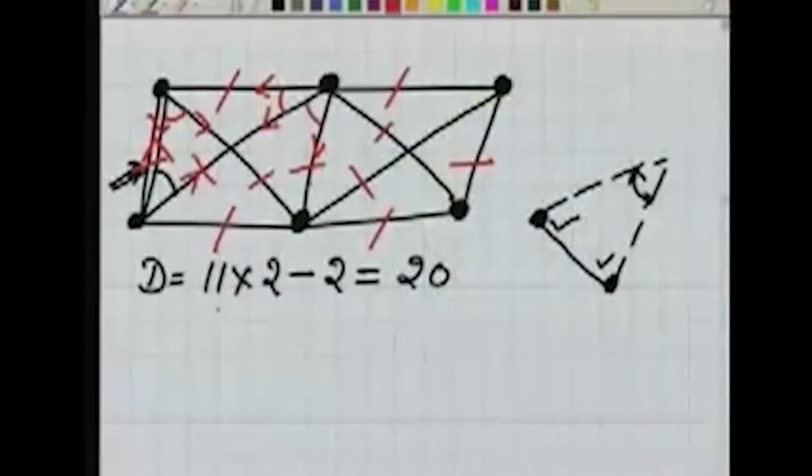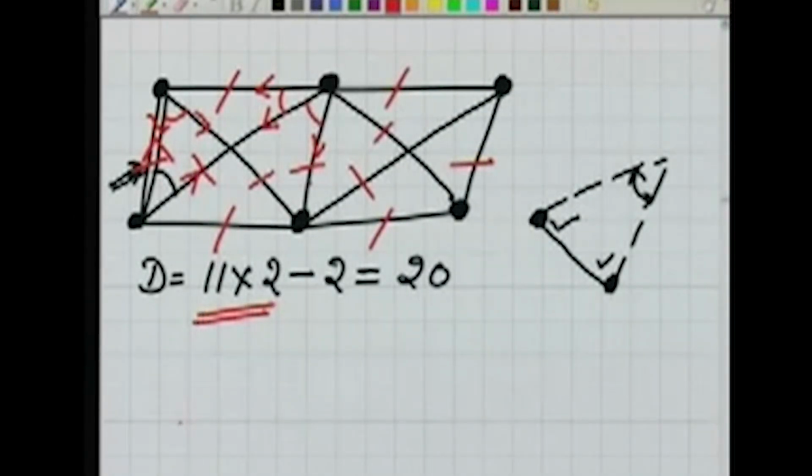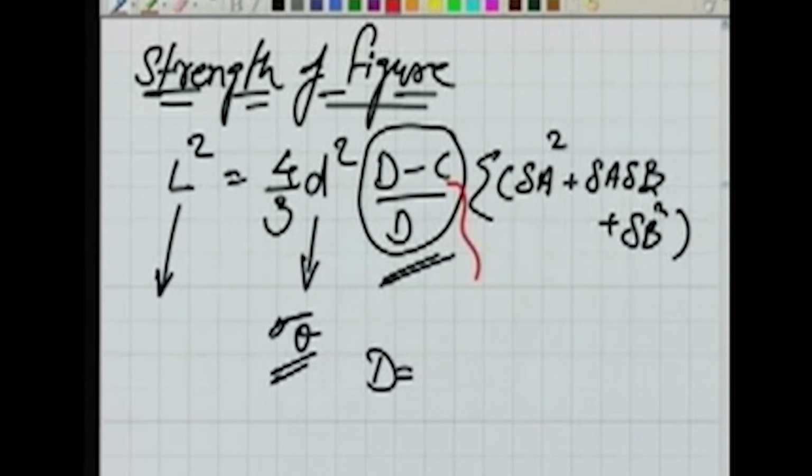So the total number of directions which have been observed are 22, but out of these there are 2 directions which are along the known line. This is the known line, the base length. I had observed like this and like this, so minus 2. So D here for this figure stands out to be 20.